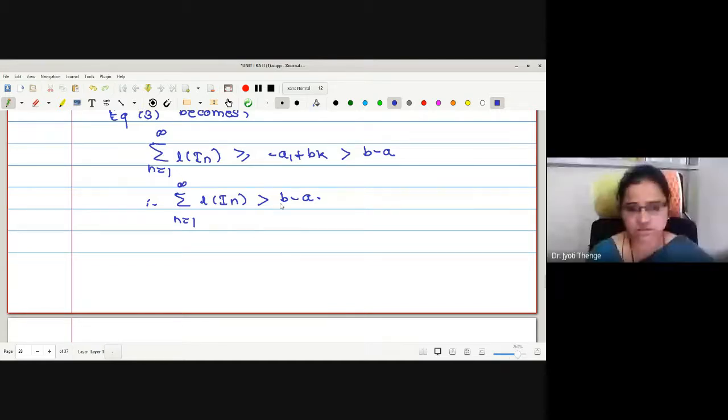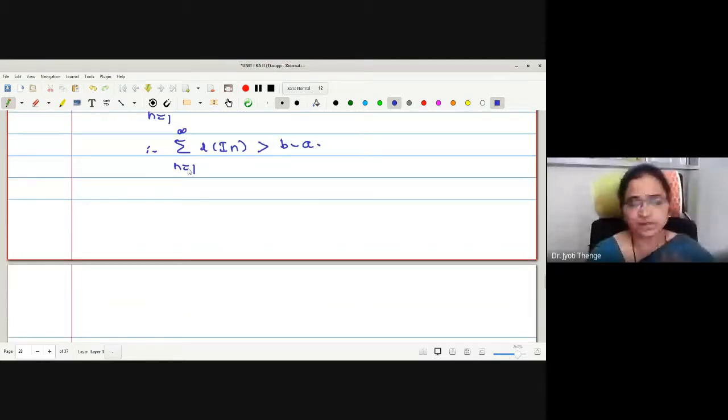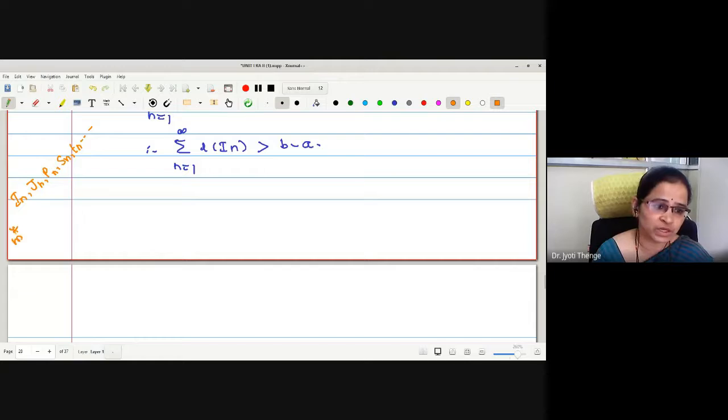For this set, suppose we ask how many such coverings exist. As we have seen, infinitely many coverings exist. We have written I_n, one can write J_n, P_n, S_n, T_n. These many coverings can exist, for which the length of every covering is greater than b minus a. But in this outer measure, what were we finding? The infimum of the summation of the lengths of such intervals.